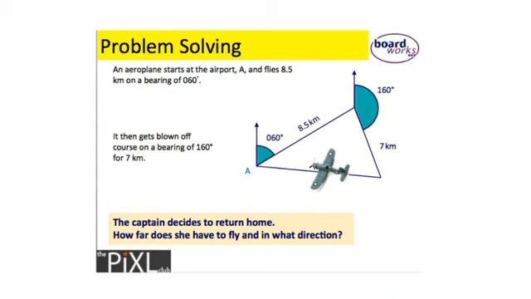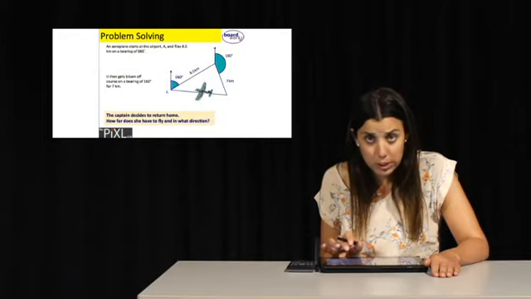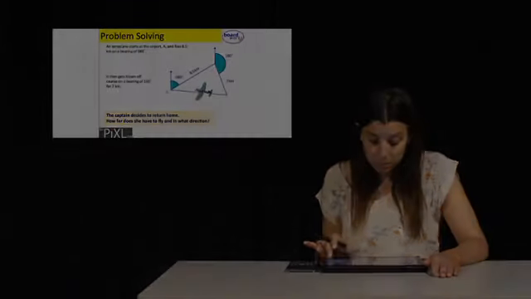Our first problem is about an aeroplane that starts at the airport A. It flies 8.5 kilometres on a bearing of 060, a 60 degrees angle, but bearings are expressed with 3 figures. It then gets blown off course on a bearing of 160 degrees for 7 kilometres, after which the captain decides to fly home. Your task is to find how far you have to fly and in what direction. You have 5 minutes to tackle this problem before we go through it together. Press pause and have a go.